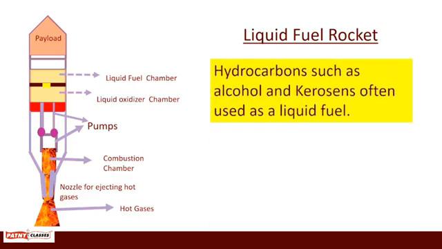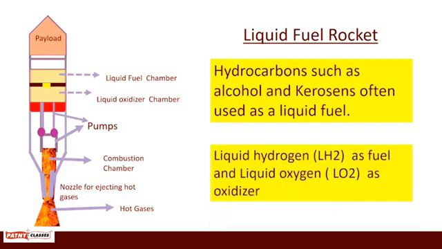In case of a liquid fuel rocket, hydrocarbons such as alcohol and kerosene are often used as a liquid fuel. Liquid hydrogen is used as a fuel, and liquid oxygen is used as an oxidizer. Liquid hydrogen is called LH2 in short, and liquid oxygen is called LO2. Many other combinations are also possible, but nowadays mostly liquid hydrogen and liquid oxygen are used as liquid rocket fuel.